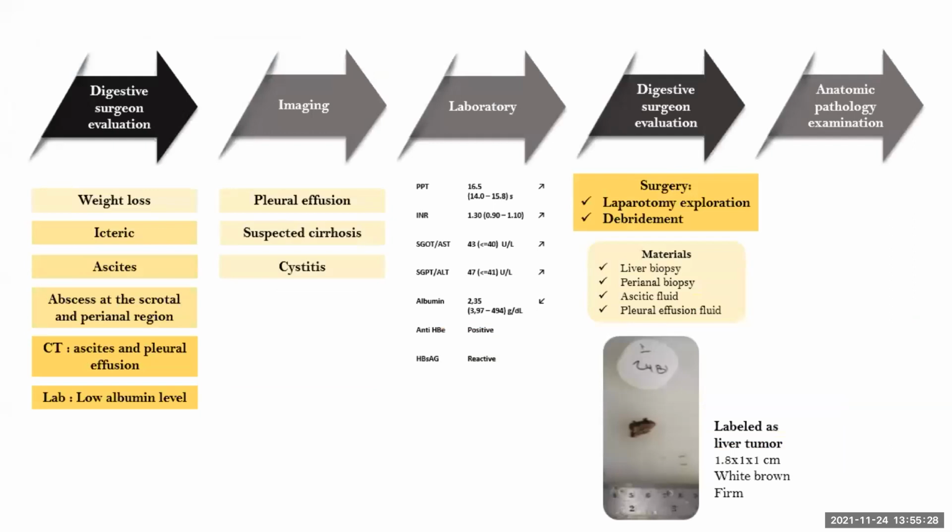So the patient was evaluated by the digestive surgeon, and then he went for imaging examinations, and the laboratory findings all suggested that it can be confirmed that he was HBV related. The digestive surgeon did the laparotomy exploration and the debridement. It was sent to us as materials of liver biopsy and some cytology from ascitic fluid and also some effusion fluid.